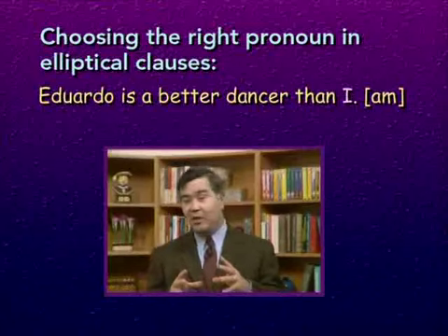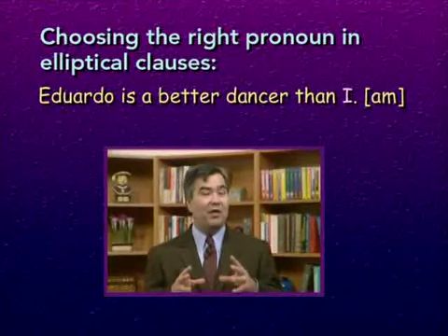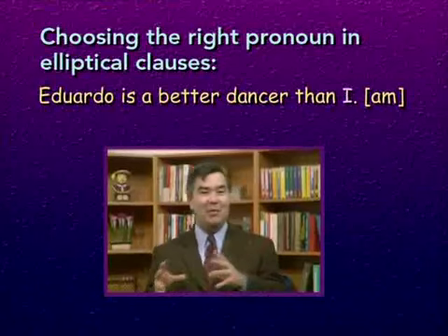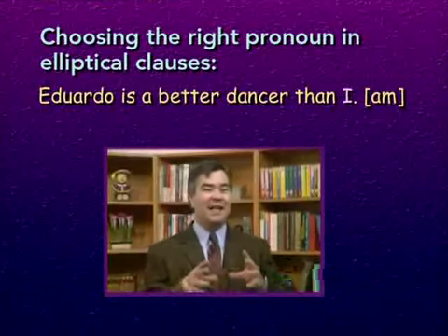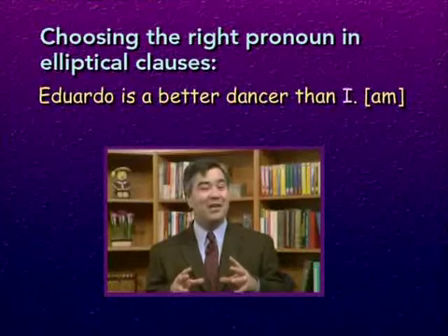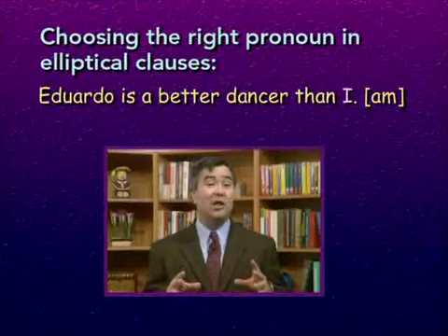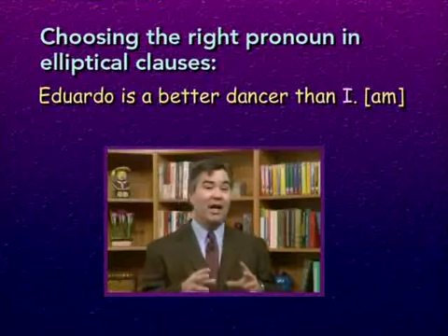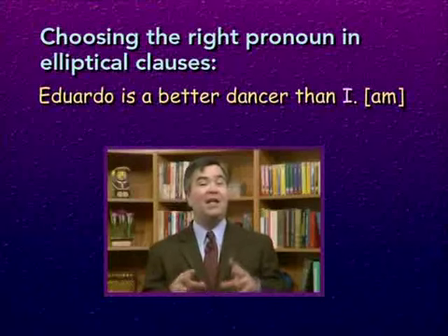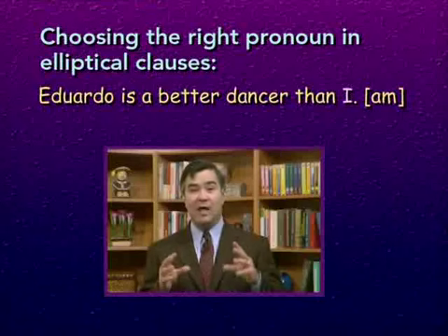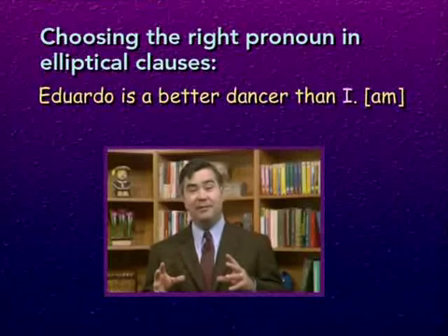It would not be correct to say Eduardo is a better dancer than me, because if you were to say that, it would be as if you were saying that the elliptical clause should read Eduardo is a better dancer than me am. And that's clearly not correct. Instead, the subjective case of the pronoun I should be used even when the verb am is omitted. So the sentence should correctly read, Eduardo is a better dancer than I.